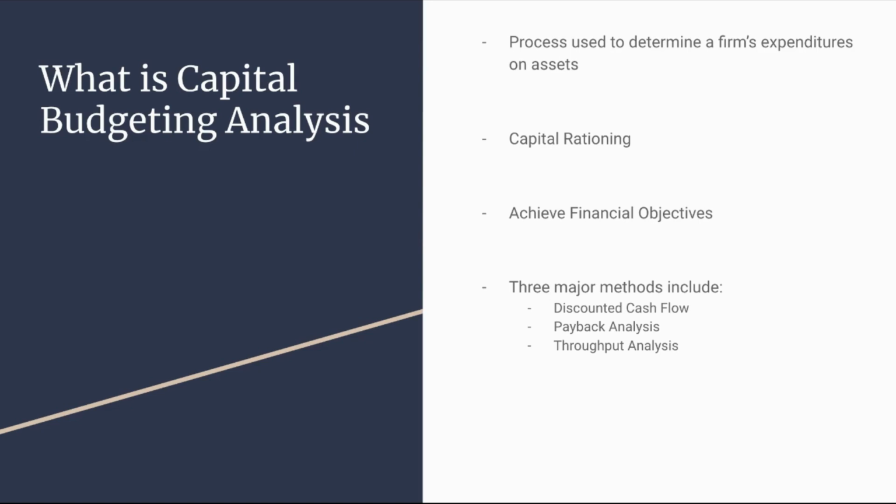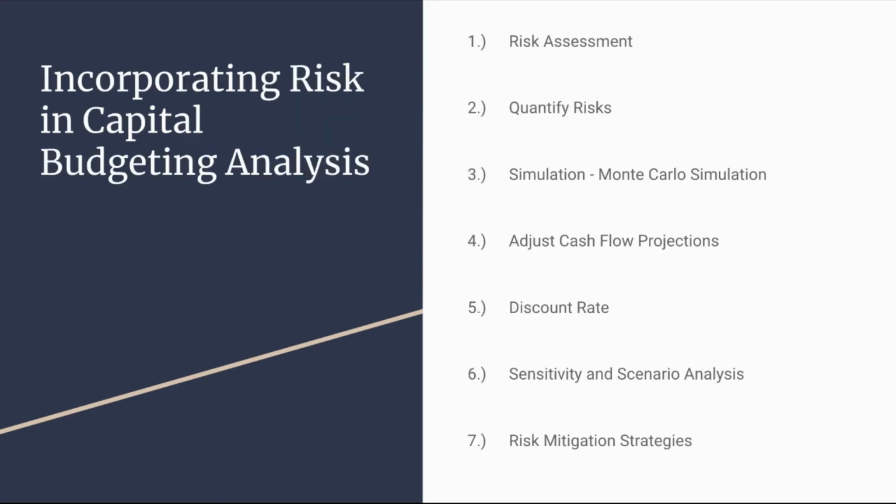There are 3 major methods that are used to conduct the analysis, including discounted cash flow analysis, payback analysis, and throughput analysis. Earlier, we discussed sensitivity and scenario analysis. These come back full circle as they are part of the capital budgeting analysis, especially if a company is planning on incorporating risk. It is vital to determine what risks exist for each possible investment so that the company understands what the potential positive and negative impacts exist.